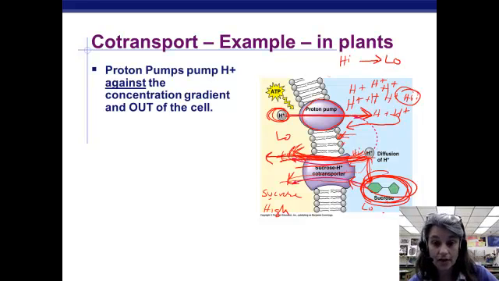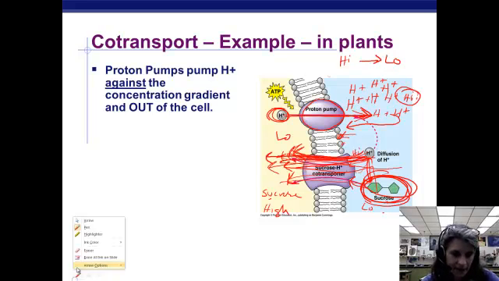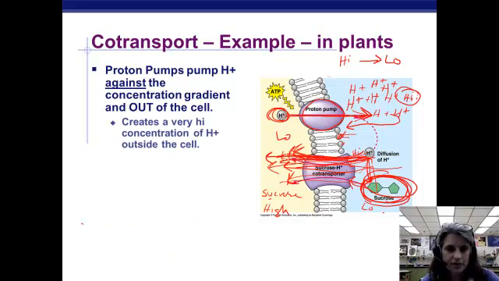So that's co-transport. We are going to couple this active pumping with diffusion, passive flowing of the hydrogen ions back in. We're going to link that up with pulling sugar in against its concentration gradient. That's co-transport.